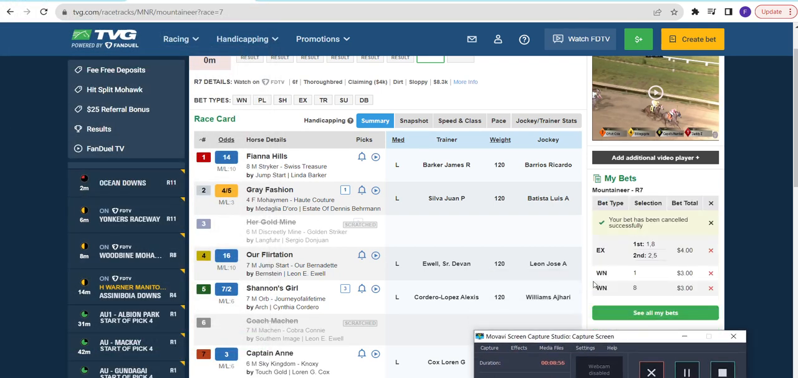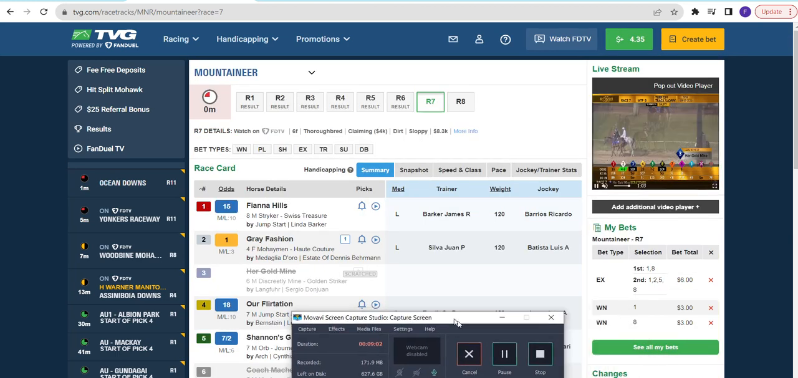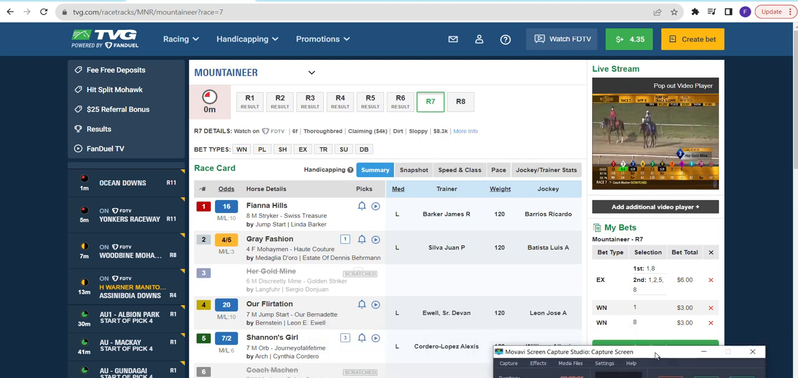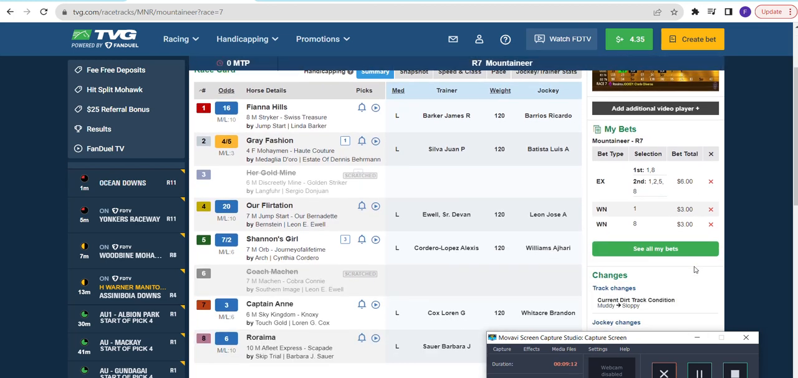And there's our plays right there. All right, guys, I had a little change of heart. We're going to go 1-8 over all 4, 1, 2, 5, 8 for the exacta. So we have $12 bet on this race.